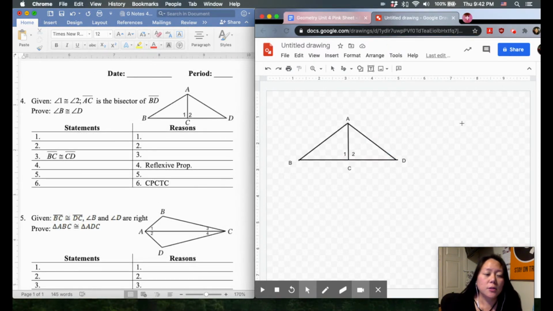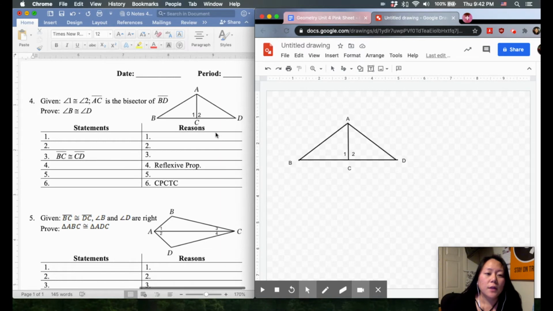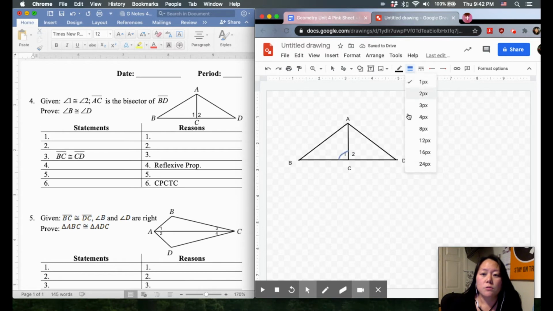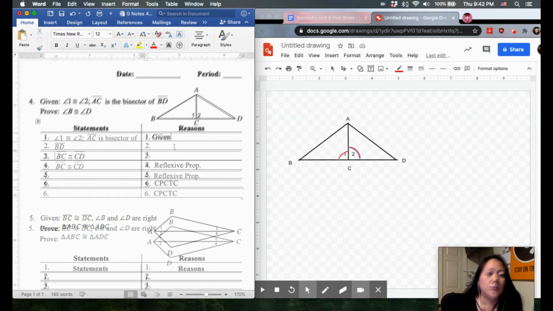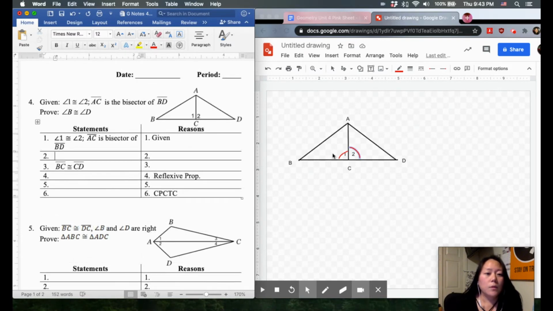Okay, so we're going to continue with number 4, which says, given angle 1 is congruent to angle 2, I'm going to pause to mark that. Angle 1 congruent to angle 2. And AC is the bisector of BD, we want to prove that angle B is congruent to angle D. So the first thing we do is restate the given information and say that it's given. So given.